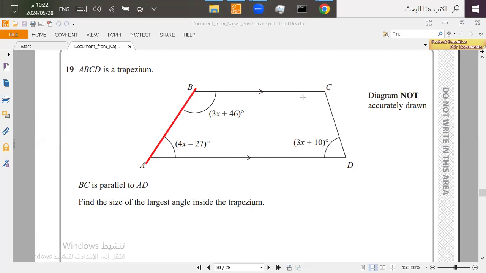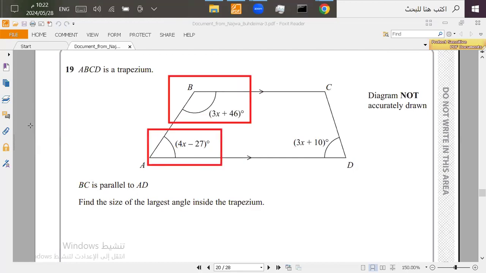Same idea here. These two add up to 180, but we don't know what's that, so we're going to use the ones that we know. So basically, I'm going to say that this plus this equals 180. So I'm going to do it here. So 3x plus 56 plus 12x minus 27 will equal 180. Now I'm going to follow the rules of algebra. So 3x plus 4x will be 7x. And then 46 minus 27 will equal 19. So plus 19 will equal 180.